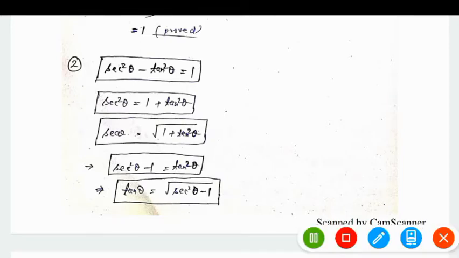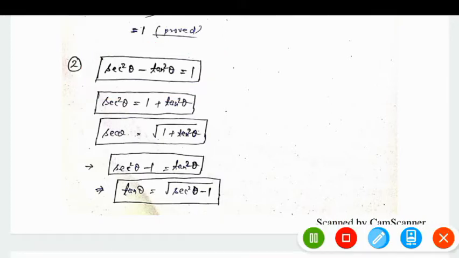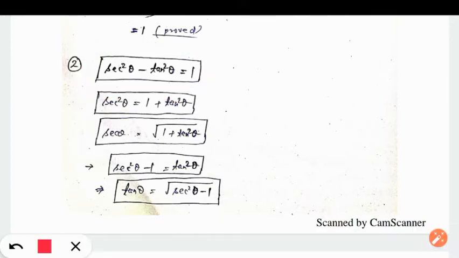So if I want to express tan theta from this equation, what I will do is bring this tan square theta from LHS to RHS. So minus tan square theta will become plus tan square theta. See, so sec square theta minus 1: if I bring this 1 here, it will become minus. So sec square theta minus 1 is equal to tan square theta.